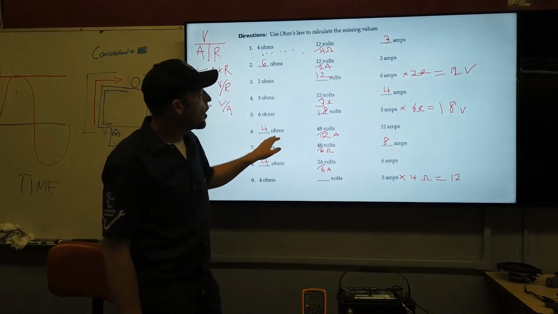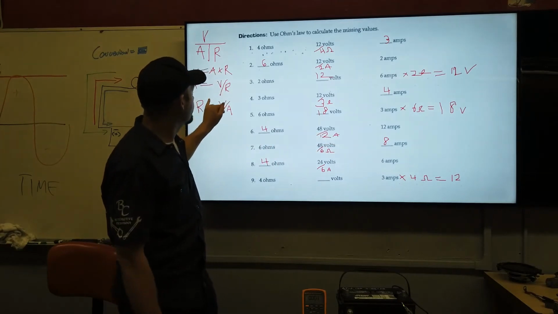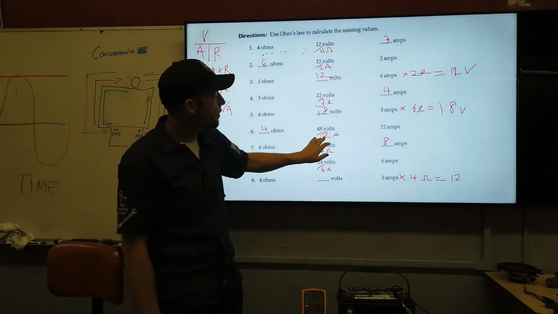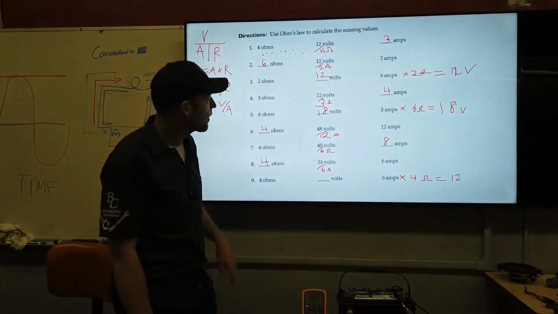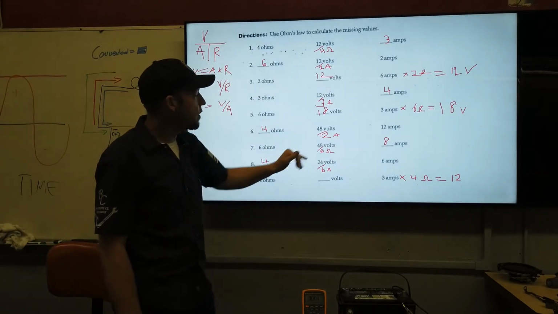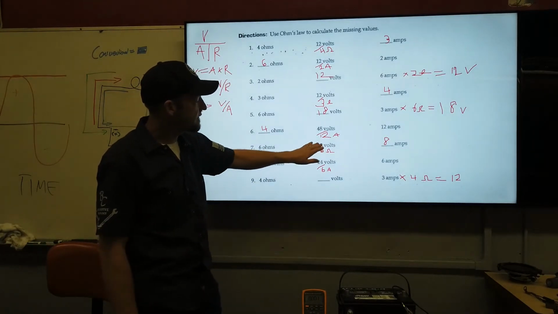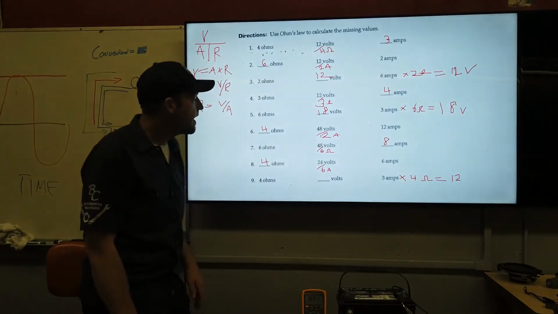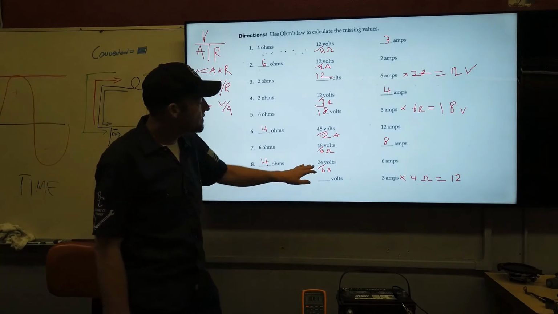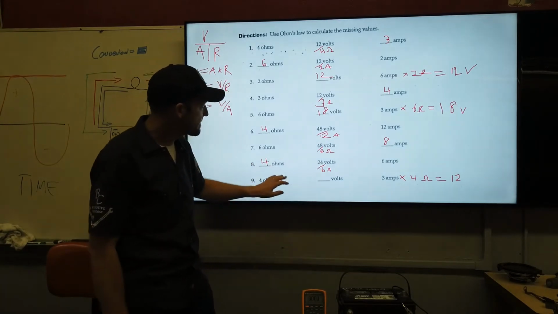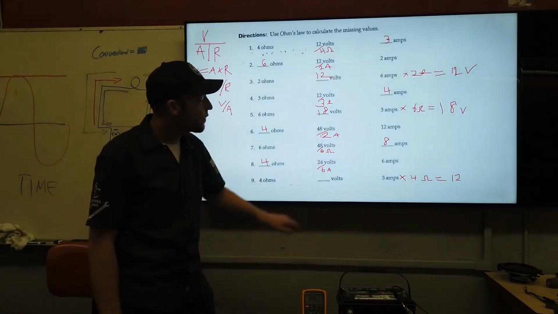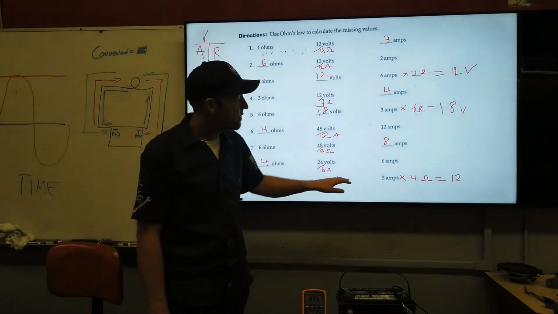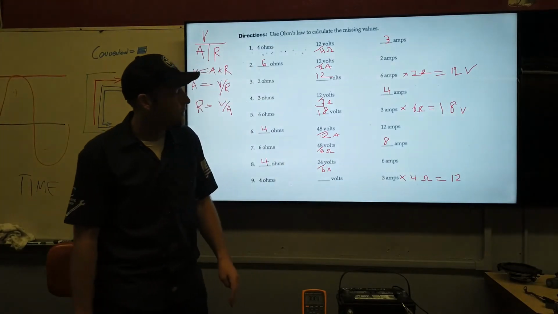If we didn't know ohms, then we divide by our amperage. So 48 volts divided by 12 amps gives us 4 ohms. Then if we didn't know the amperage, we divide by our resistance. So 48 volts divided by 6 ohms gives us 8 amps. Then if we didn't know the ohms, 24 volts divided by 6 amps gives us 4 ohms. If we didn't know voltage, then 3 amps times 4 ohms gives us 12 volts.